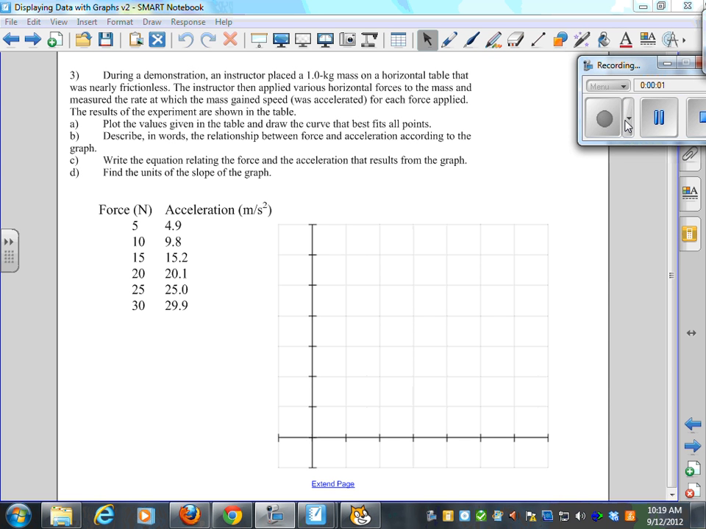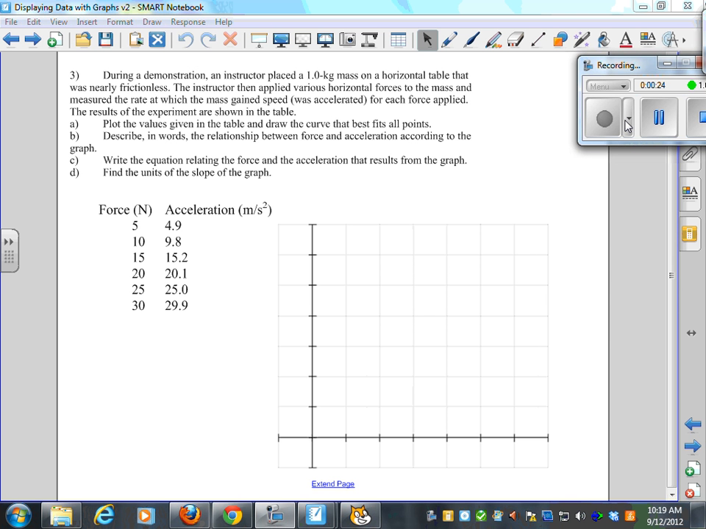So this is the last graph in the series of exercises, just sort of some graphing review. It says during a demonstration, the instructor placed a 1 kilogram mass on a horizontal table that was nearly frictionless. The instructor then applied various horizontal forces to the mass and measured the rate at which the mass gained speed, or was accelerated, for each force applied. So right away, we've got two variables. We've got a force and we have an acceleration.